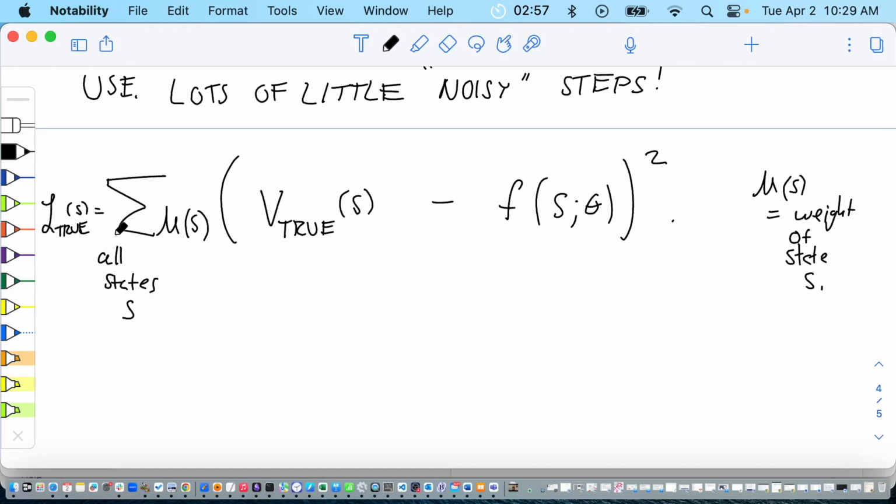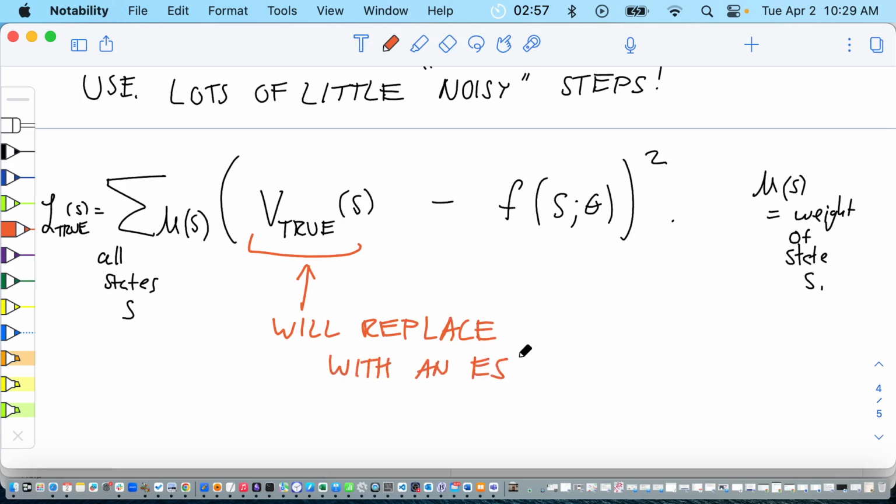Okay? But of course, we don't know the true value function. We don't know the true loss function. We're going to replace this with an estimate. Okay. That is the idea. And that'll be stochastic gradient descent. We won't be going down the true loss function. We'll be doing some kind of approximation of this that we hope is right, and we hope that by doing gradient descent, we get to the right thing eventually. So it's some kind of generalization of our online constant alpha thing from before.